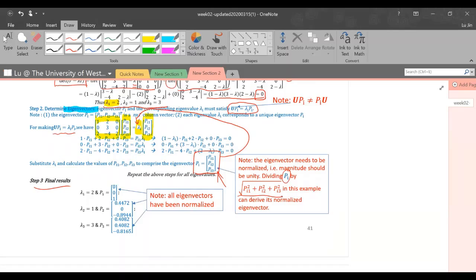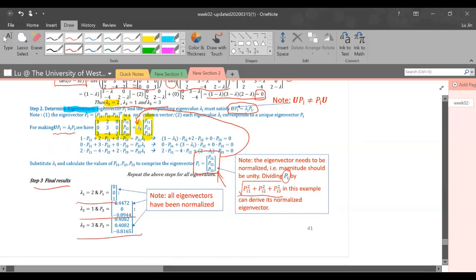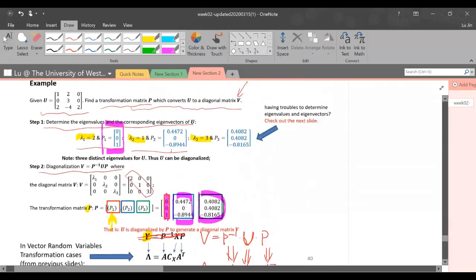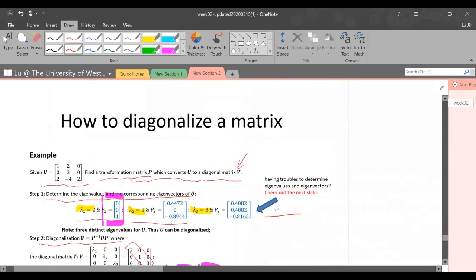And then this is just the procedure. Final results are given here, here, and here. All the vectors given in the final result have already been normalized. Okay, and then you got 3 pairs of them. After you got 3 pairs of the eigenvalue and the corresponding eigenvectors, you can go back to the questions and give the result here, and then move on to the next step.